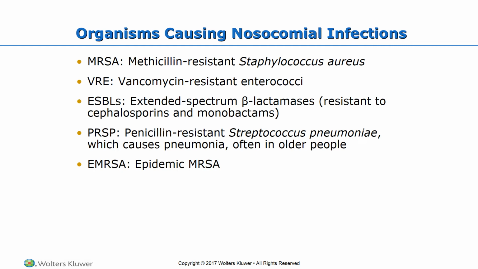Penicillin-resistant strep pneumonia, right? Now, this, though more common and older, can happen in younger patients as well, but penicillin-resistant, so we have to treat with a different class of antibiotics. And then epidemic MRSA, when you have a big outbreak of MRSA causing disease.